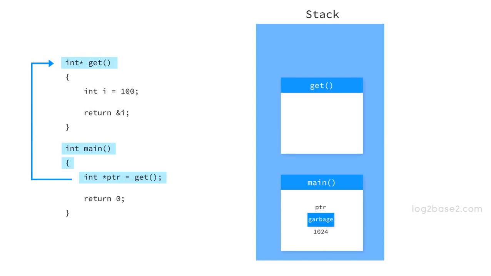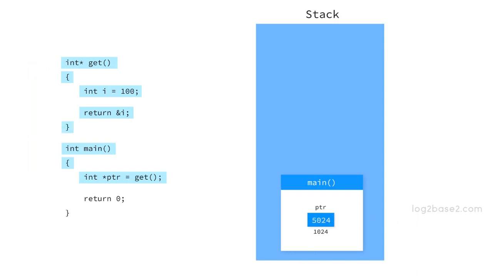And here we are declaring an integer variable I. Suppose it is created at 5024 and initialized to 100. Next we have return ampersand I. That is, the address of I, which is 5024, will be returned to the main function and will be stored in ptr. And the program returns 0 and it is completed successfully.